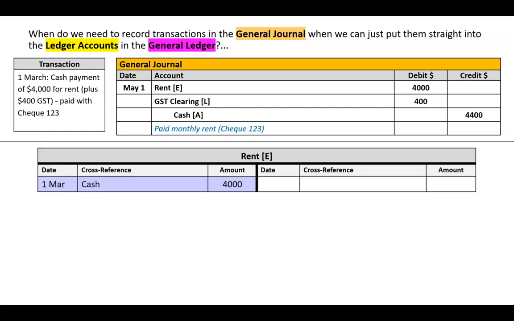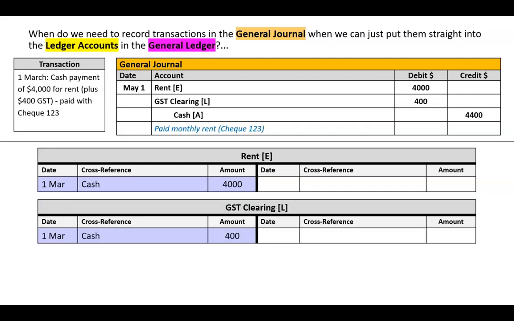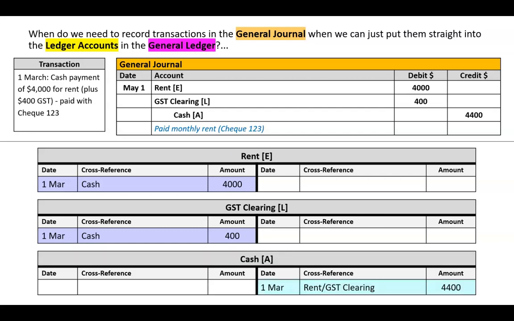Well, what we're doing is we're doing it so we can post it to the ledgers. So we went to rent and did a debit of 4,000. GST clearing, we went to a debit and did a debit of 400. And lastly, we went to cash and did one credit of 4,400, and we got our references right. So that's what we did.